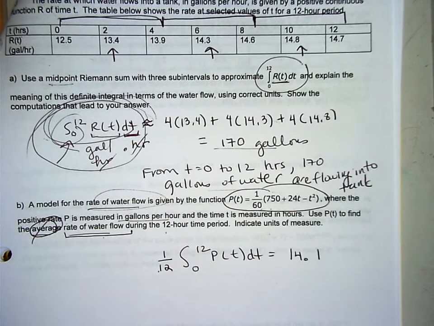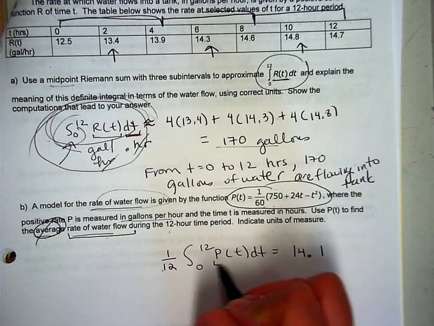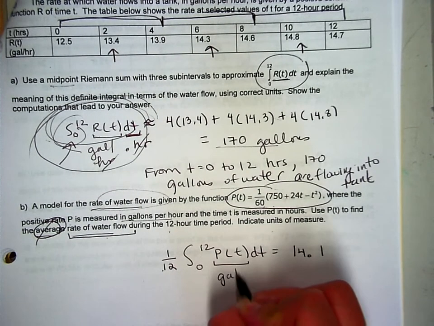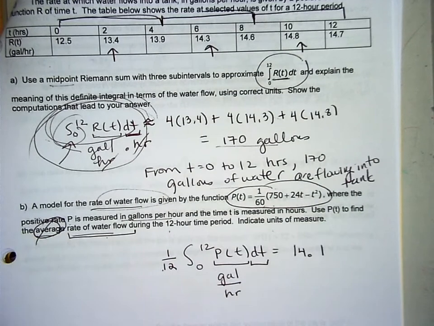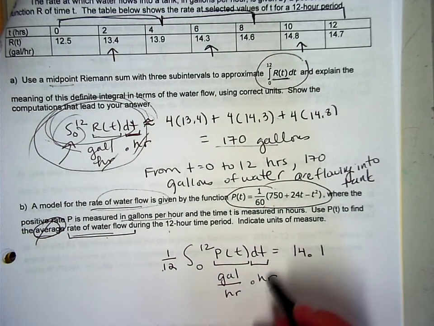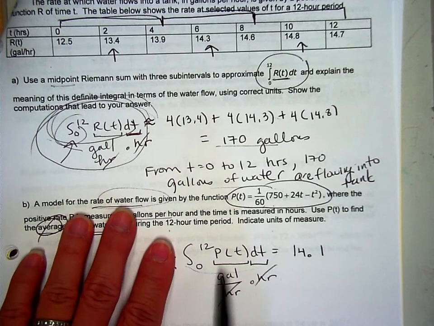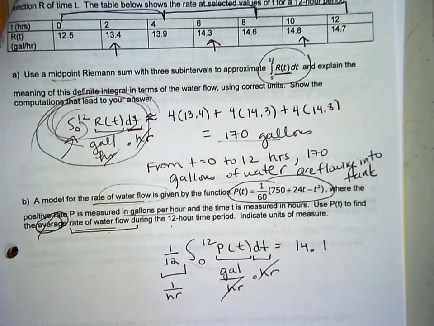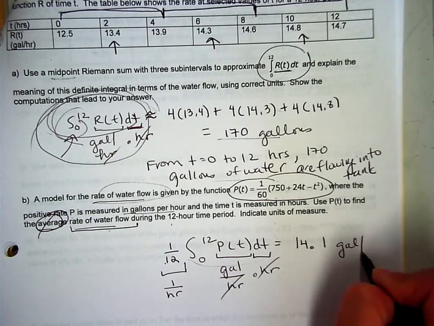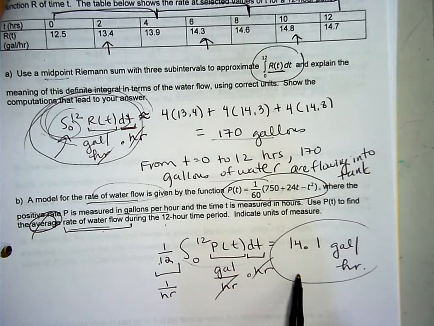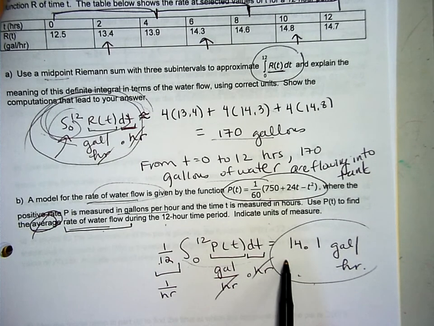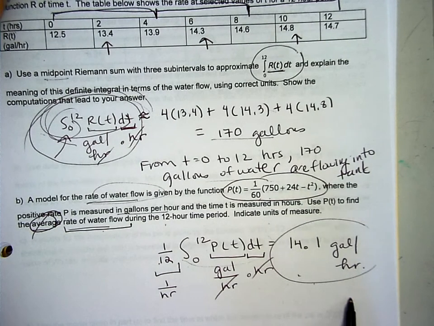Now let's think about what the units here are. Again, the units here, it told me it was gallons per hour. So the units here are gallons per hour. The units on dt are going to be hours. So when you integrate the rate, you will get total gallons, but then notice here we're dividing by time again. So you're dividing by hours again. So this is gallons per hour. So this answers the question. On average, over those 12 hours, the average rate of water flow is 14.1 gallons per hour, and that seems to be in line with these numbers that are given in this table.